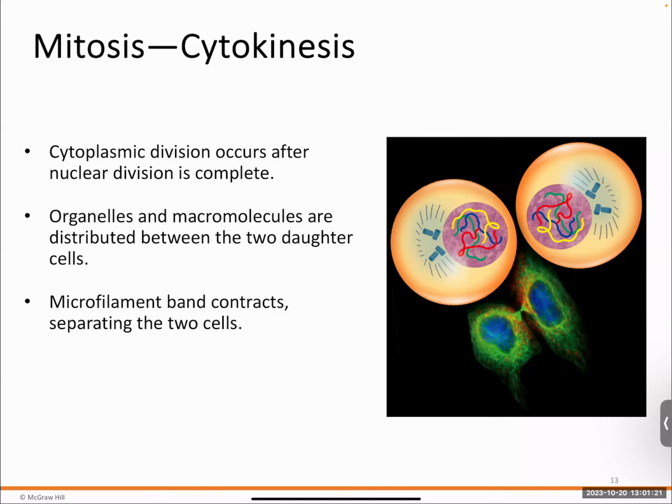Notice that I mentioned that organelles and macromolecules are distributed equally between the two daughter cells. It's not going to be perfect, but it's going to be very close between the two cells. And then all the microfilament bands finally contract and finish and pull the two cells apart, making two identical daughter cells. Here in this picture, you can see your nucleus as a very visible structure, which is, again, almost completely separated. So this is the last point of attachment for them.